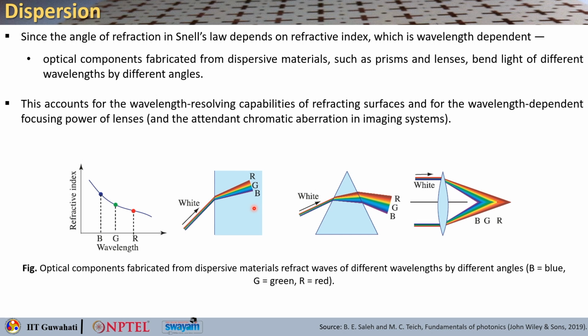So, this also explains the focusing power of the lenses and the attendant chromatic aberration in the imaging system. So, these are the optical components, as you can see, fabricated from dispersive material that could refract waves of different wavelengths by different angles. And this all happens in polychromatic light, that means we have multiple wavelengths in the same light, and they are refracted into a range of directions.